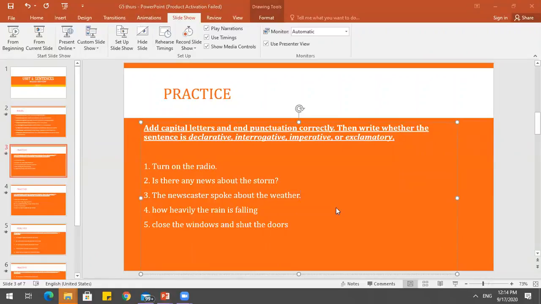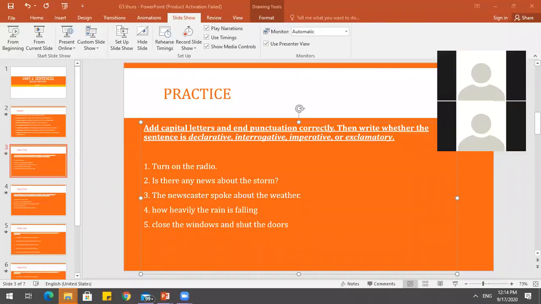Abdurrahman Ahmed. How heavy the rain is falling. The H would be capital. Exclamatory. So we should put an exclamation mark. Very good. Thank you.